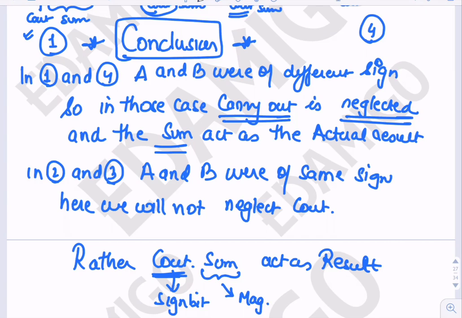So in case of addition, when the two numbers are of different sign, carry out is neglected and the sum acts as the actual result. When A and B are of the same sign, then we will not neglect the C out, rather C out with sum acts as the result, with C out giving us the sign bit of the result.